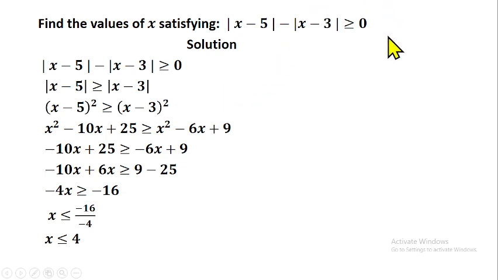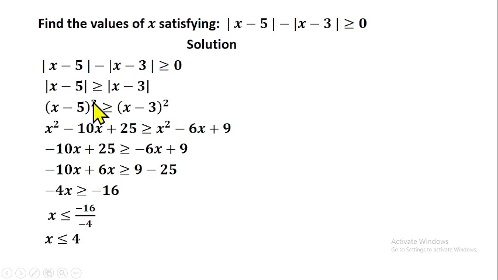All you need to do is to take this one to this side. Then you'll have absolute values on both sides now. So we have absolute value of s minus 5 minus absolute value of s minus 3 greater than or equal to 0. You can take this one to this side. You'll have absolute value of s minus 5 greater than or equal to absolute value of s minus 3, because it was negative here. When it comes here, it becomes positive.